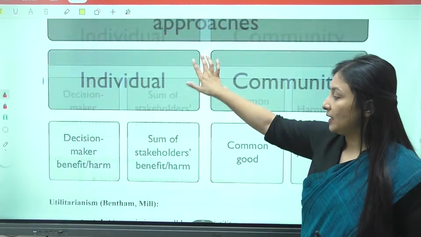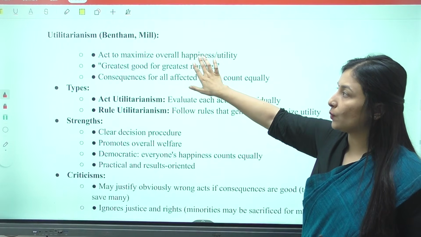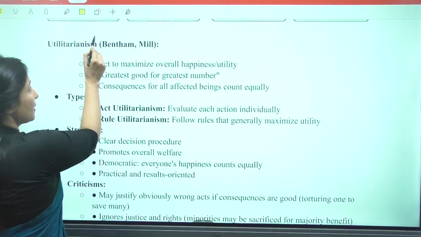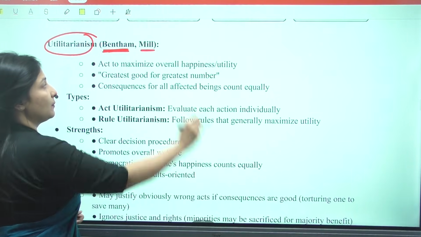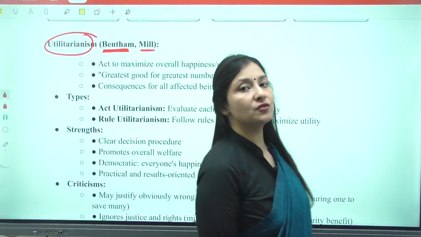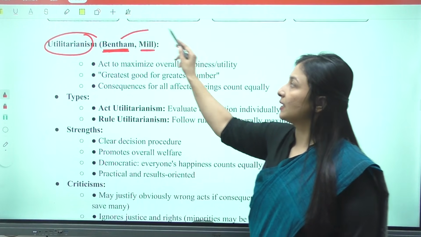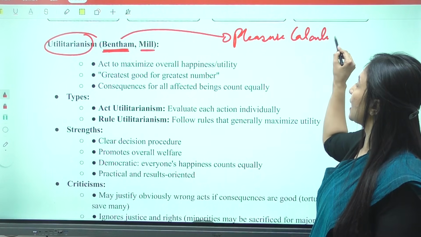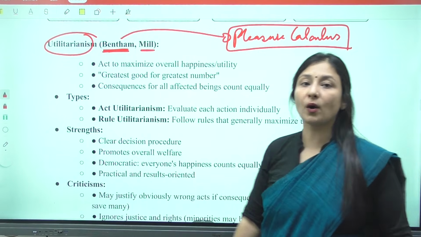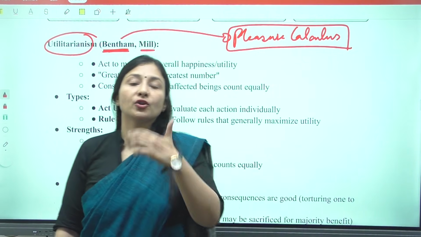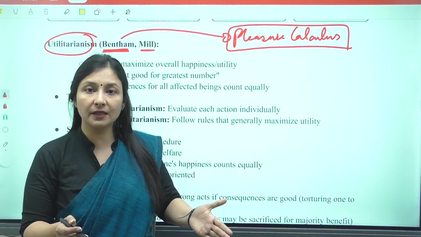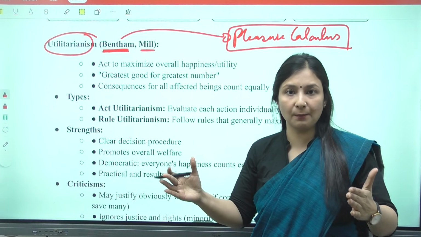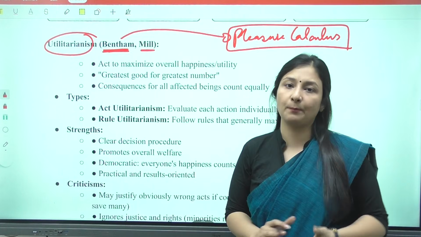Now here also, in this consequentialist approach, the first one we are going to talk about is utilitarianism. In utilitarianism, there are two thinkers. One is Jeremy Bentham and one is John Stuart Mill. Jeremy Bentham gives his pleasure calculus, and in it he is saying that the common action should be done in that way which maximizes the pleasure for the people, right? Maximum good for the maximum number of people, and which minimizes the pain for the public.